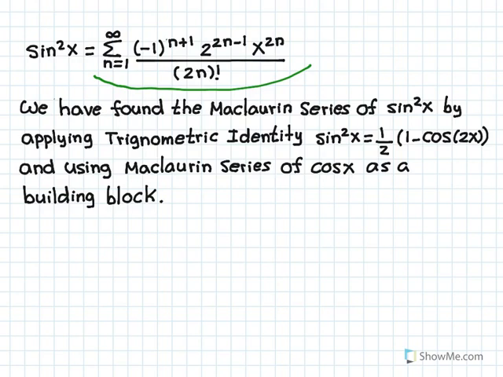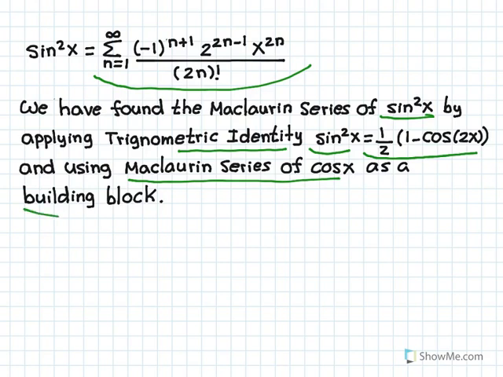And I'll review this again. We have found the Maclaurin series of sin^2 x by applying a trig identity and writing sin^2 x equal to 1/2 times (1 minus cos of 2x), and we use the Maclaurin series of cos x as a building block for developing the Maclaurin series of sin^2 x.